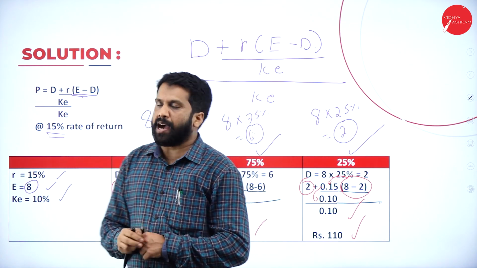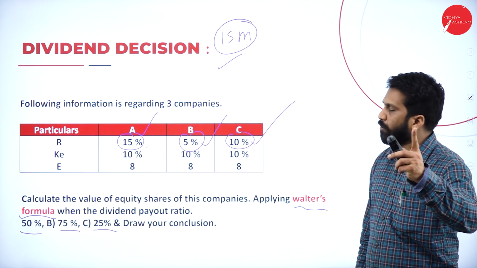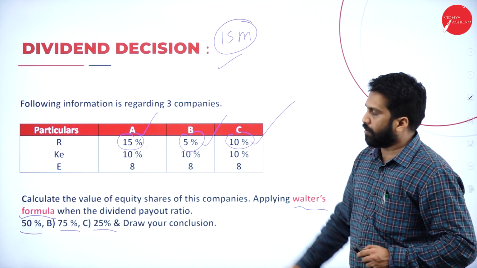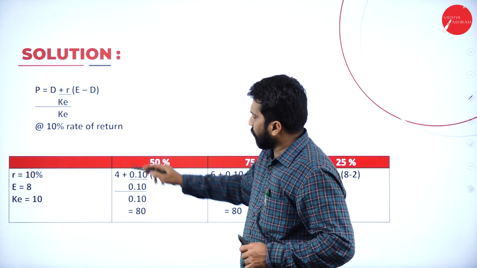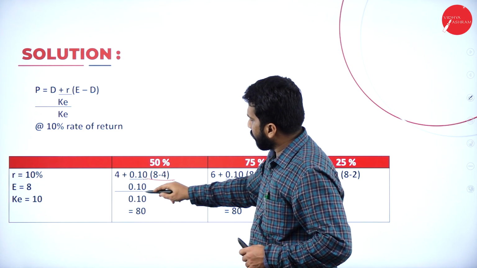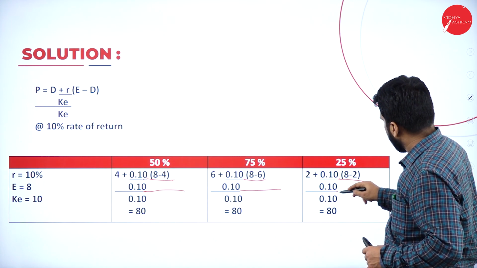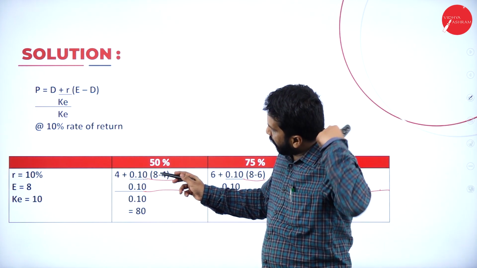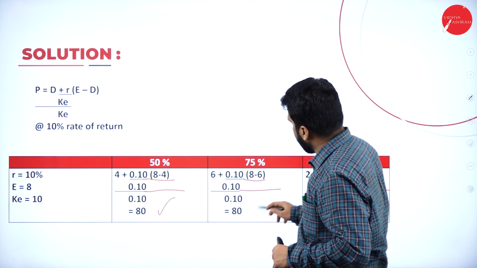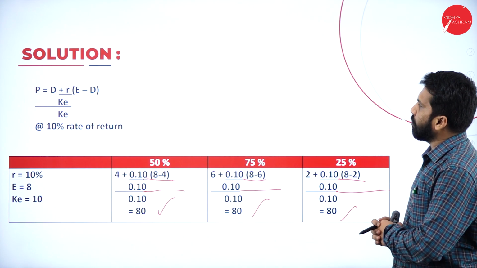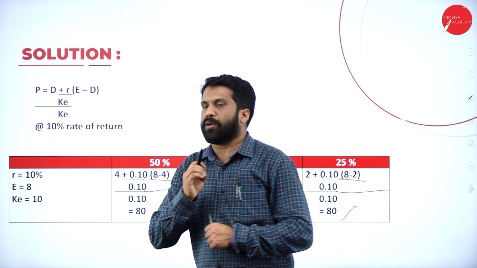Clear? Now, we're done with 15%. 5% is homework for you; you have to work it out. I'll go with 10%, the same thing. I have taken the rate R as 10%. The dividend, the cost of equity, everything will not change. Your final answer is 80, 80, 80 for this. So this is called your dividend decision under Walter's model.